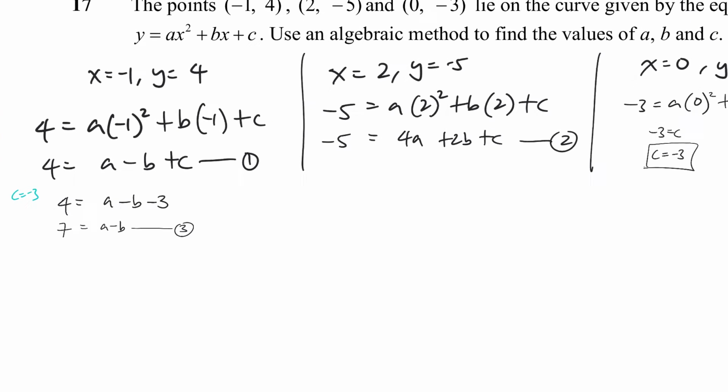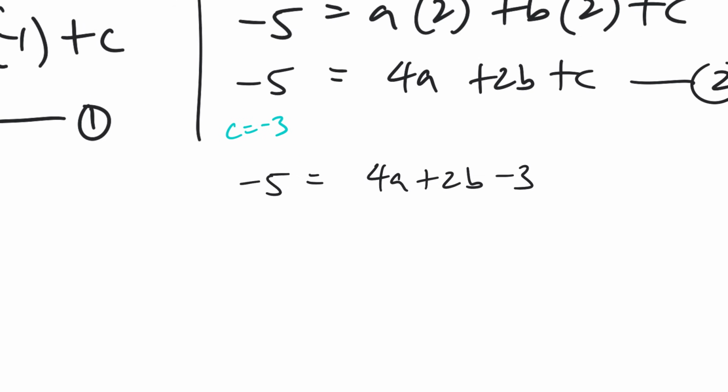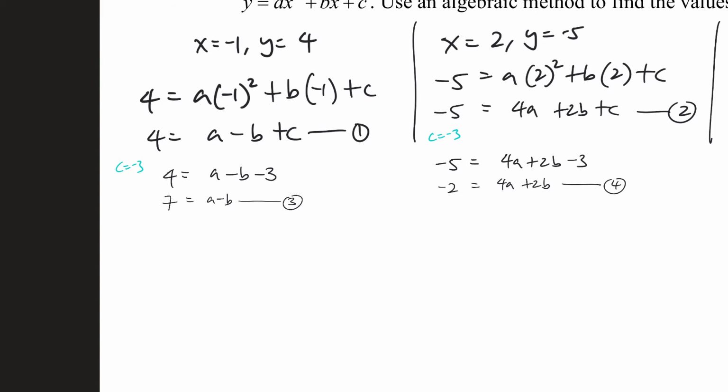Over here, C equals -3, so we sub it in. We say -5 equals 4A plus 2B minus 3. Once again, add 3 to both sides: -2 equals 4A plus 2B. This equation looks good. Call it equation 4. Wonderful. You can see equation 3 and equation 4 look neat and ready to be solved. You have 2 unknowns and 2 equations, so solve as simultaneous equations, and then you can find A and B.